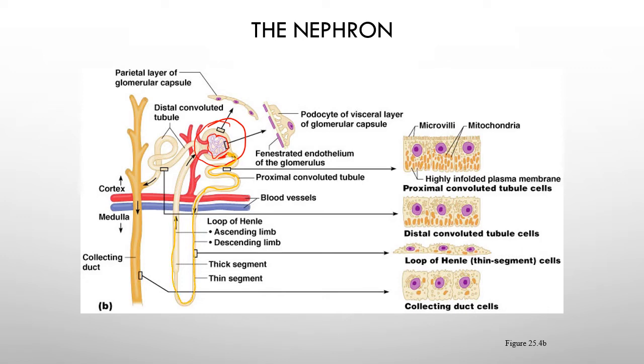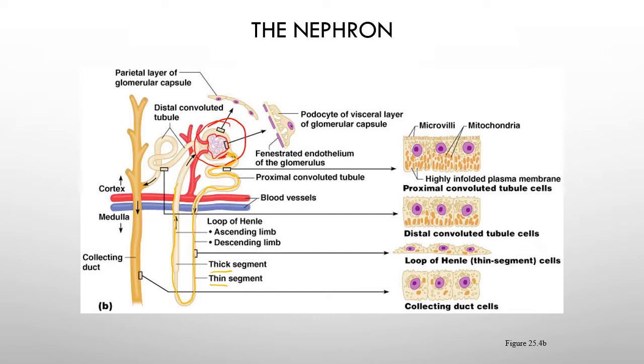We have a descending loop and then an ascending loop. The descending loop and ascending loop also have a difference in terms of their makeup, in that we have a thin segment and then we have a thick segment as well. And so the actual cells that are lining those segments are slightly different between the two. And we'll talk about the differences in terms of what gets collected there in terms of reabsorption, and what happens in the thin segment versus the thick segment as well.